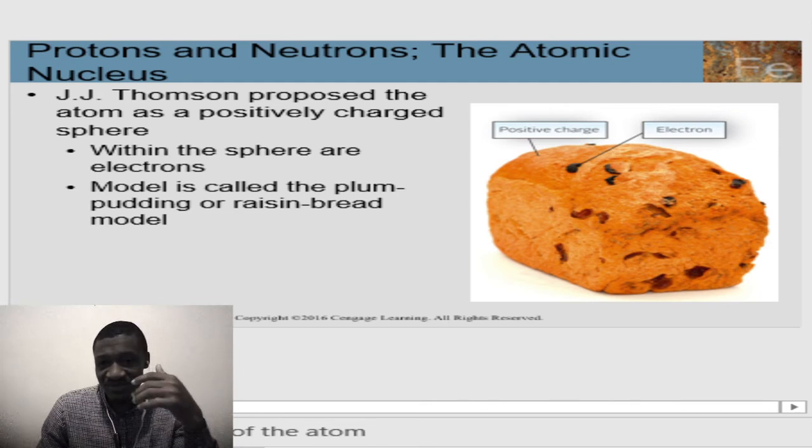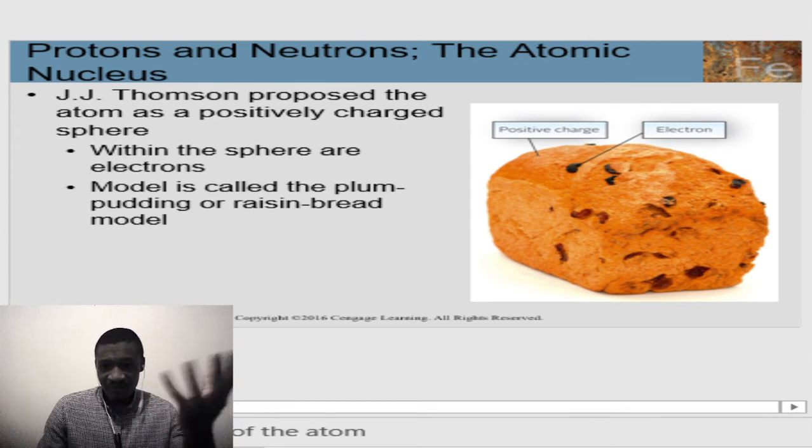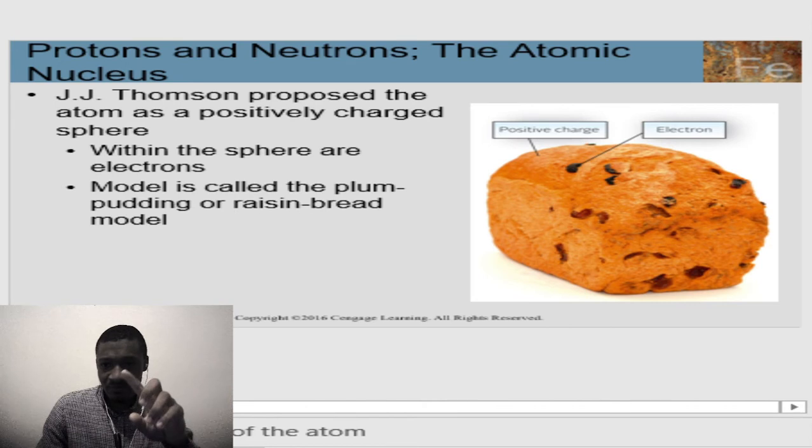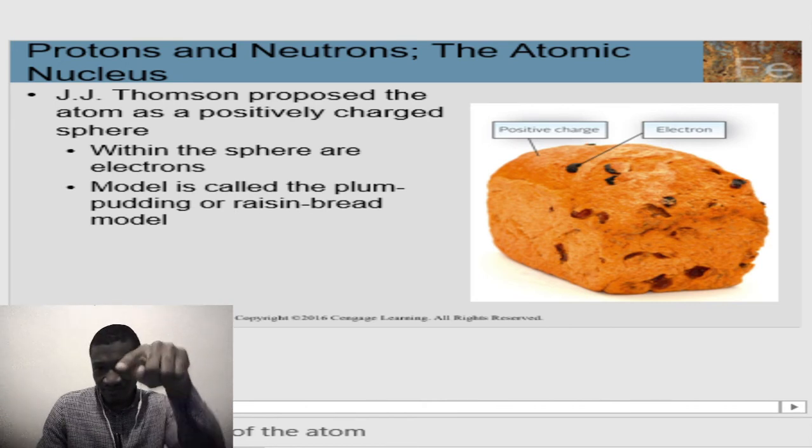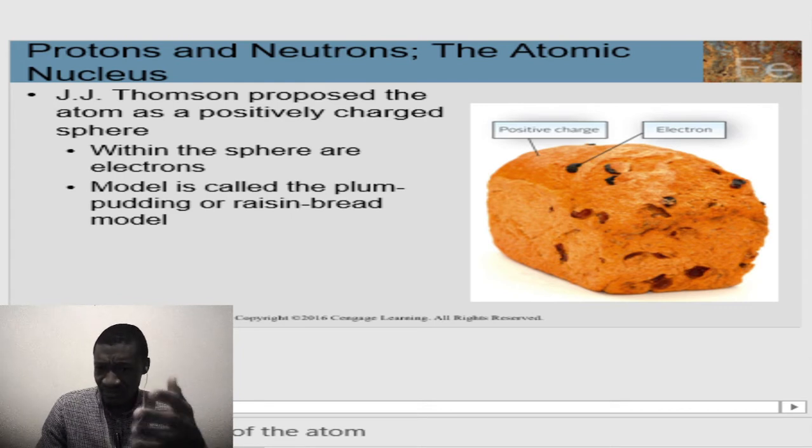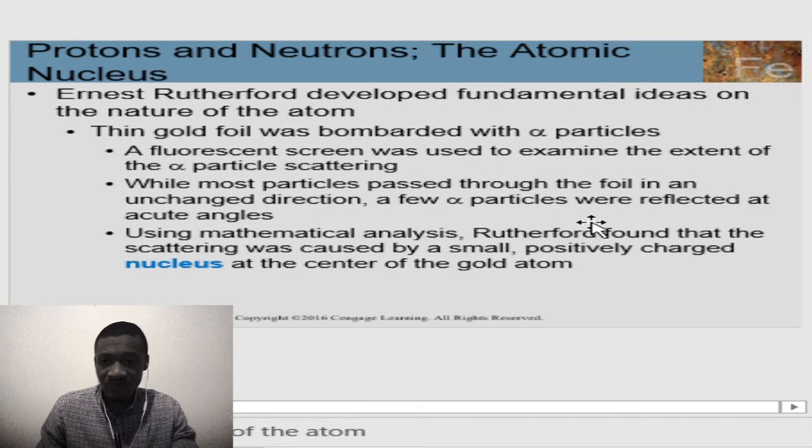J.J. Thomson actually proposed that the atom is a positively charged sphere, and then within the sphere you have the electrons, which are the raisins. I hope everybody knows what raisins are. Raisins are basically dried grapes. So you have the raisins and then the bread itself. That's what his model was basically about.